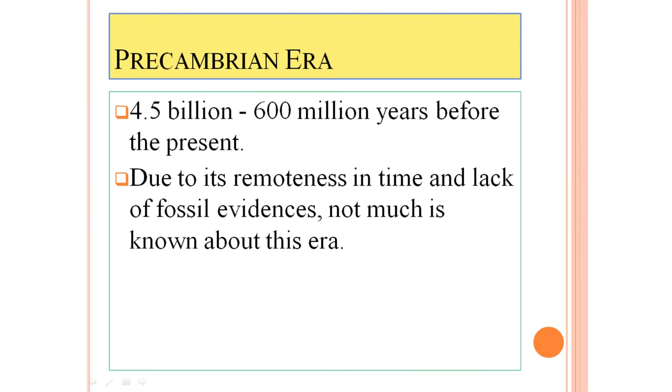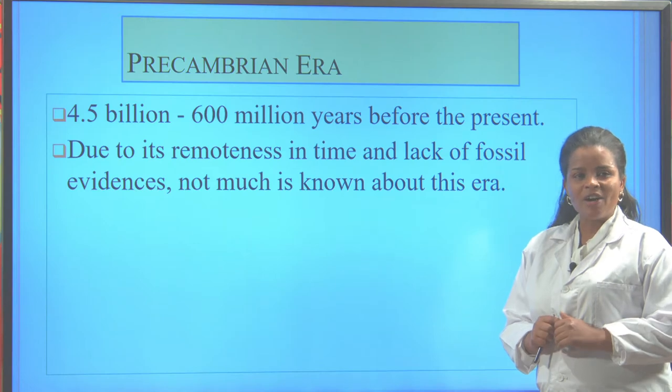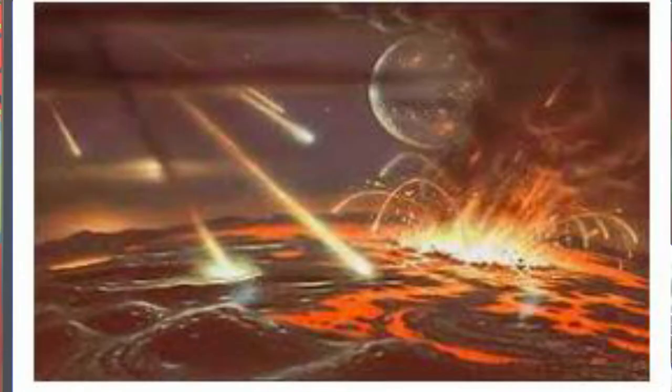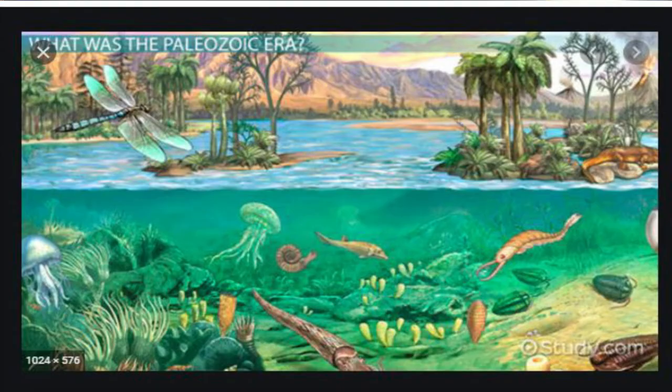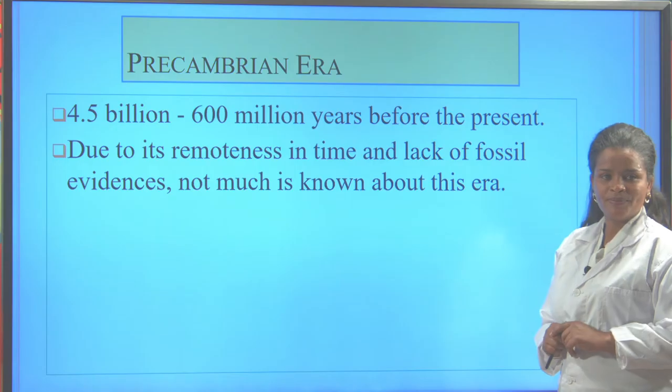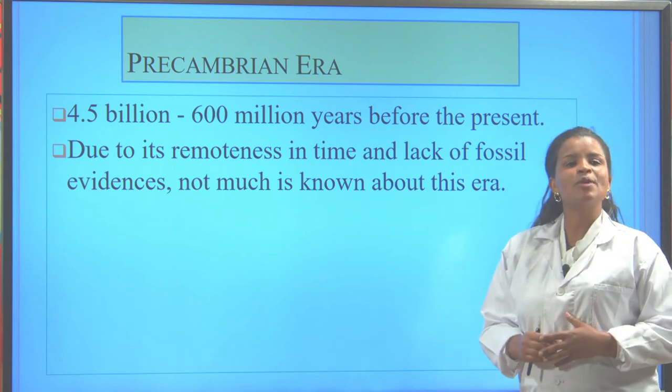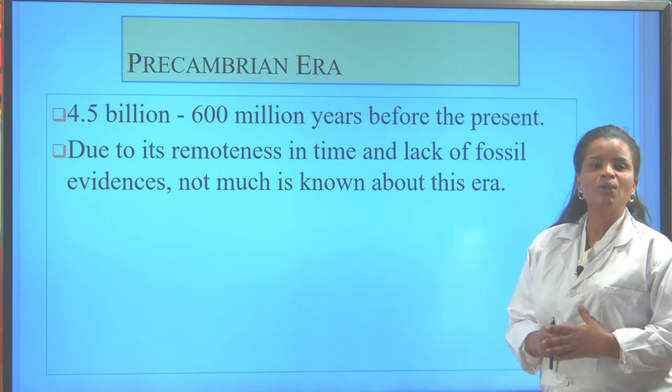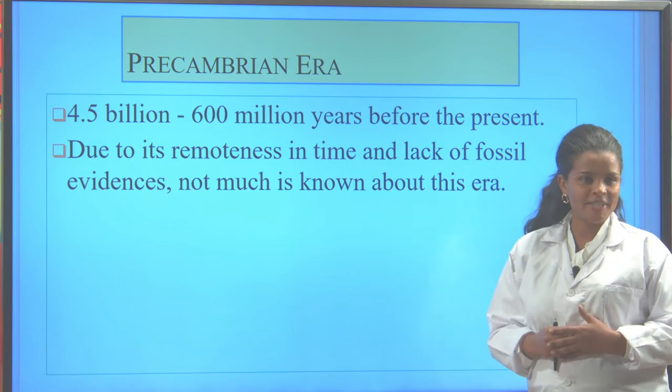Let us see what events happened in each era. The known eras are four. These are the Precambrian era, the Paleozoic era, Mesozoic and Cenozoic era. Students, let us see what events happened during Precambrian era in Africa.